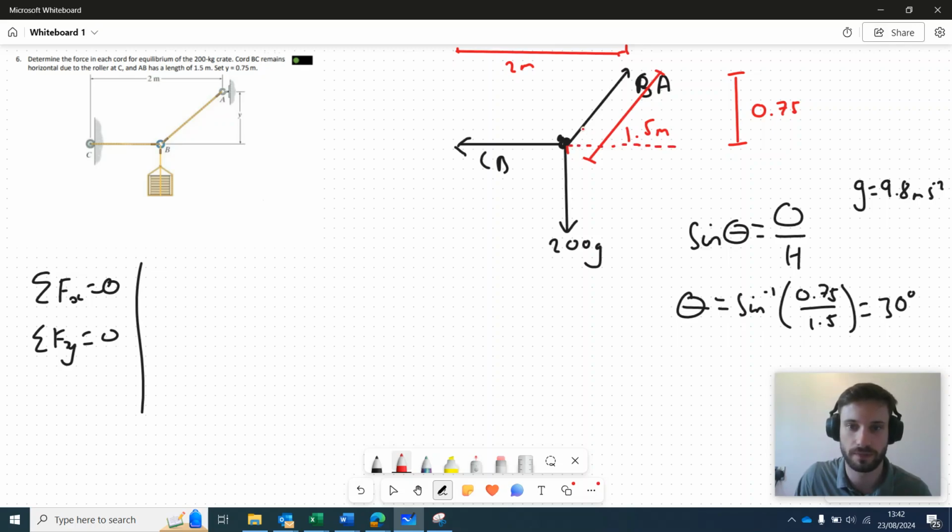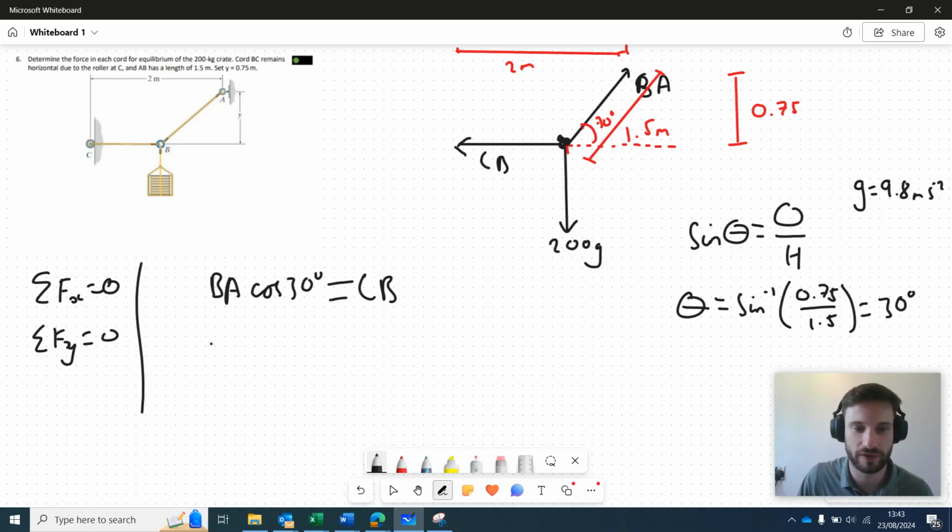Let's draw the horizontal here, and that says 30, believe it or not. So I think we have everything we need to resolve horizontally now. Let's consider things acting to the right. We've got this horizontal component of BA, which we can say is BA cos 30, and we've got this CB acting to the left. I could write it out like this, minus CB equals 0, but I'm going to skip a step here. I'm just going to say that the horizontal component of BA is equal to CB.